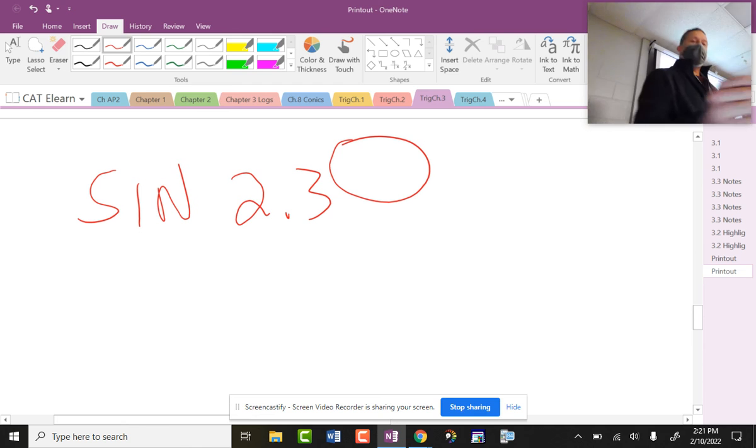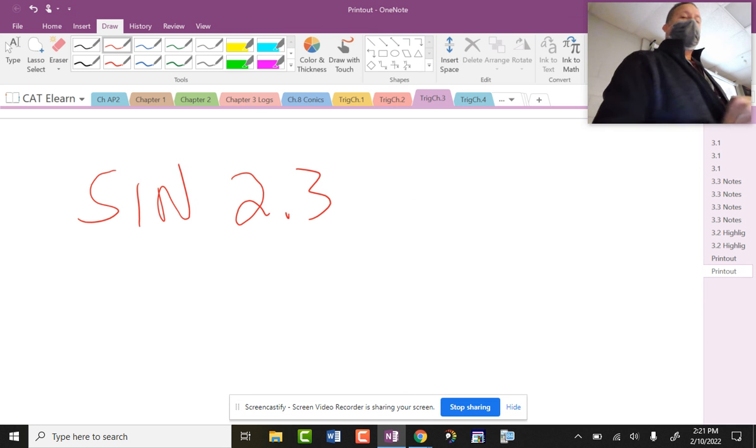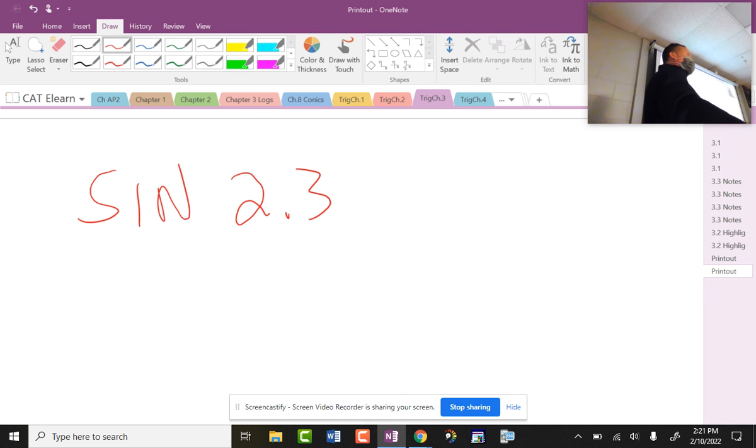Say the thing. A degree mark. There is such thing as 2.3 degrees. It's a very small angle. That's 2.3 radians. See if you can get this right. Where does 2.3 radians land? Which quadrant? 1, 2, 3, or 4? 3, 2, 1, go. 2.